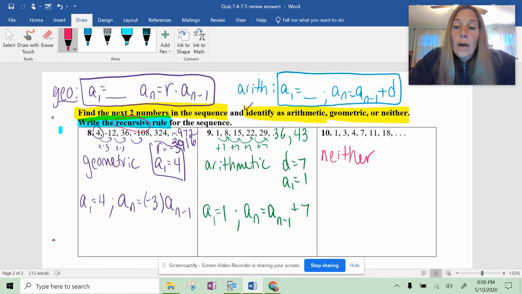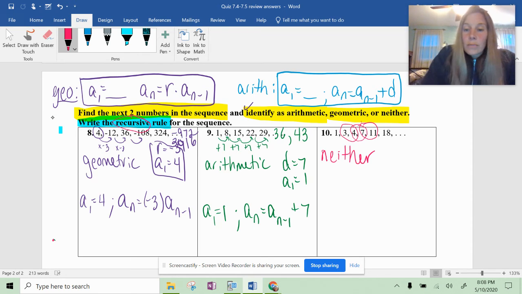So like, how could I get a 7 from the 4 and the 3 or whatever? I know 3 and 4 add up to 7. Do 4 and 7 add up to 11? Yes. Do 7 and 11 add up to 18? Yes. So it looks to me like to get any term in this sequence, let's say I want this one here, I would have to take the previous two and add them together.